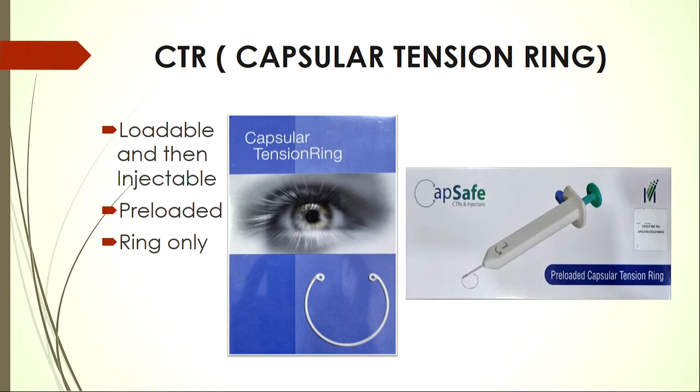You get a ring only. Or you get a preloaded CTR. If they are preloaded, there are two types. Left side it opens on the left side, right side it opens on the right side, and there are some which you load in the tube and then you inject. So those are the kinds of CTR. I'll be talking only about the ring only, the simple available ring without any preloaded or injectable.